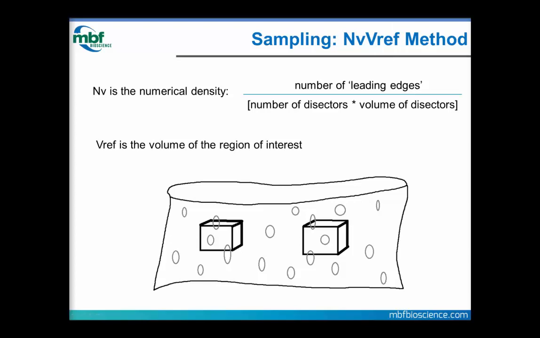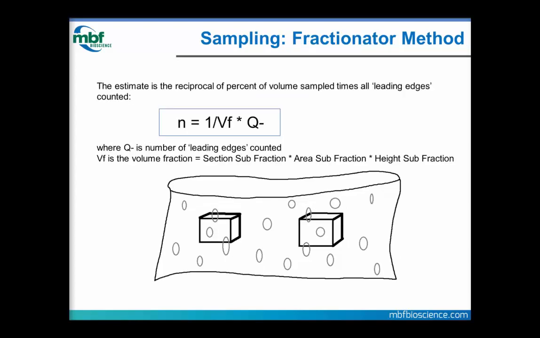And so that's why we recommend instead using the fractionator method. Today I'm going to be using the optical fractionator. It will use this method. Rather than multiplying a density times a reference volume, we don't need a reference volume because we keep track of the volume fraction. We keep track of the percentage of the volume that we are sampling, take its reciprocal, and multiply by all the cells that we counted in all the dissectors. What goes into the volume fraction? The section subfraction, the area subfraction, and the height subfraction.